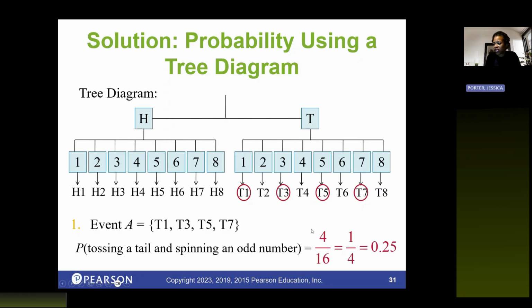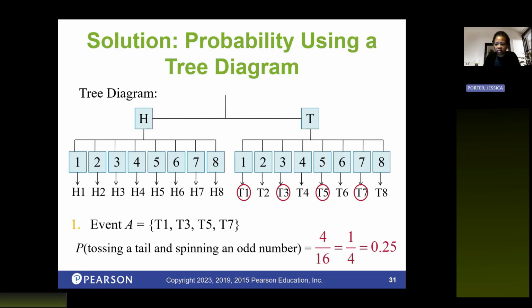Which is then 4 out of 16, because there's 16 total elements in the sample space, and I'm only picking out 4 of them. And the 1/4 is just reducing that down to lowest form. Event B, what was event B?